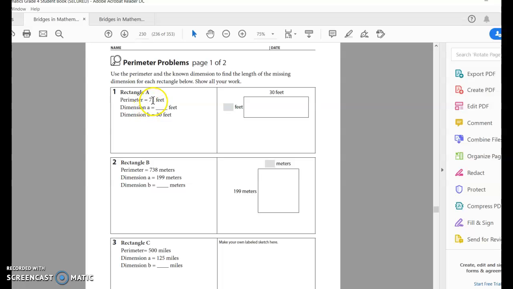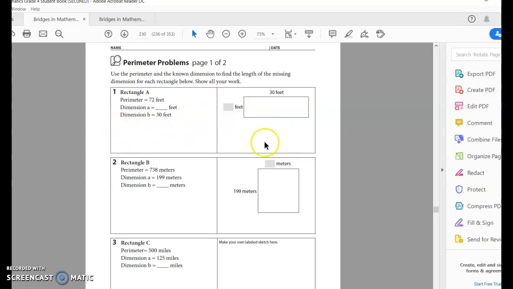You know the perimeter is 72 feet. If you want to write 72 feet on the inside of your rectangle, that might be a good idea. You know the perimeter is 72 feet. You know one of the dimensions is 30 feet. You need to figure out the dimension of the short side. Use what you know about the formula for perimeter to help you find this answer.